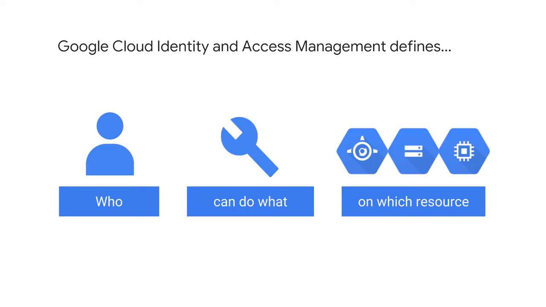The can do what part is defined by an IAM role. An IAM role is a collection of permissions. Most of the time, to do any meaningful operations, you need more than one permission. For example, to manage instances in a project, you need to create, delete, start, stop, and change an instance. So the permissions are grouped together into a role that makes them easier to manage.